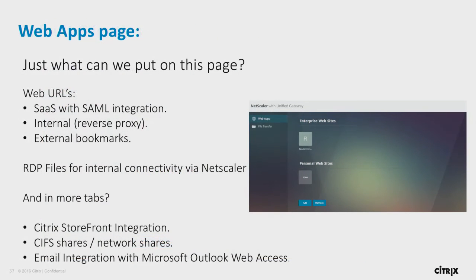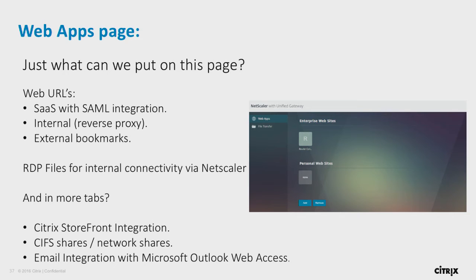Okay. Web page paths, as we talked a little bit before: when you add web URLs, you can add software as a service with full SAML authentication, passing it through the NetScaler. You can add internal sites through reverse proxy, or you can put external bookmarks. You can also do reverse proxy for RDP, which is something we're going to show in a little bit. And the other things you can have integration with are StoreFront integration, CIFS shares, network integrations, and obviously email integration.